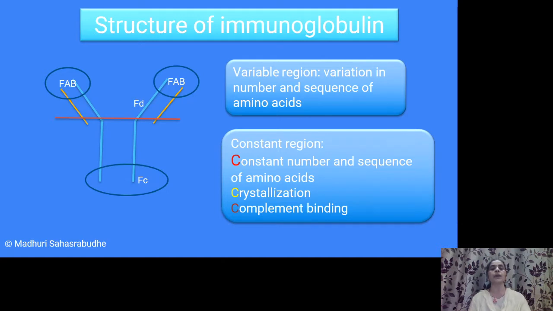So every immunoglobulin molecule will have 2 FAB sites. FAB means the fragment antigen binding. There are 2 FAB sites, one FC portion and one FD portion. Okay. So half of the molecule is the variable region, as shown in the diagram above the red line, whereas the portion below the red line is the constant region.